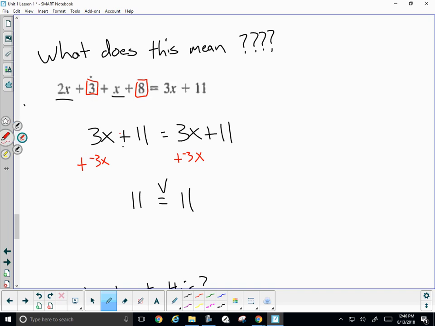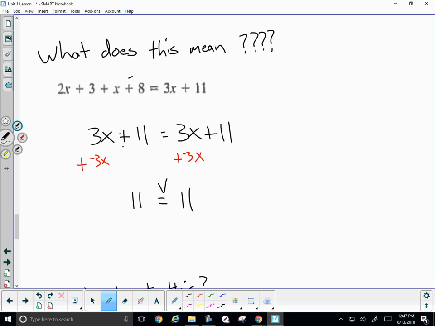Well, watch what happens. No matter what value I plug in for x, let's say 0. So this is 0 plus 3 plus 0 plus 8 equals 0 plus 11. I get 11 equals 11. Let's say I plug in the value 1. 2 plus 3 plus 1 plus 8, so that's 5, 6, 14. 3 plus 11, 14. Good.